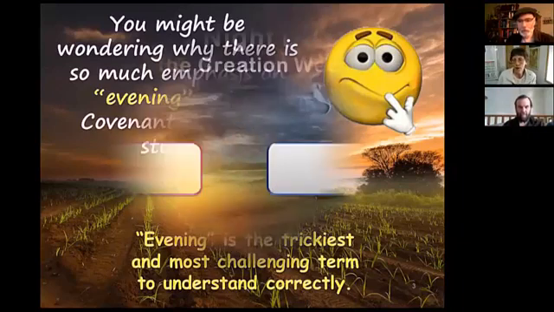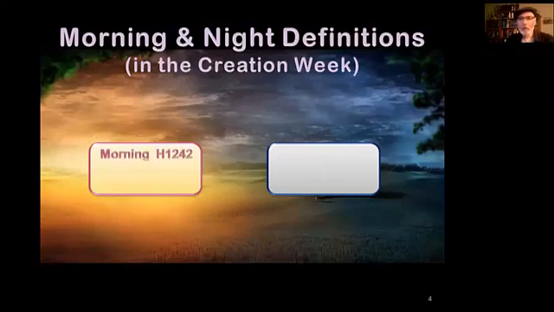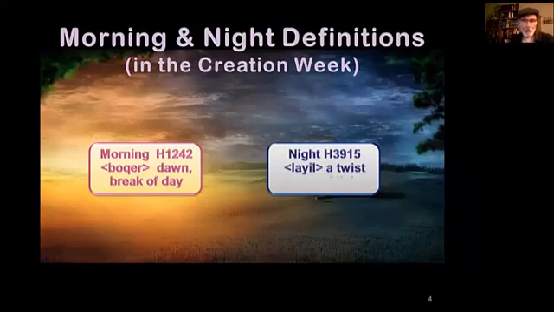So with that little introduction, we will look at the definitions for morning and night as they are given in the creation week, and then we're going to do a little comparison outside of the creation week. The word morning, as it's found in Genesis 1:5, is numbered 1242. It is boker, and when you look up the definition, it's dawn or the break of day. Very, very simple. When we look up the word night in Genesis 1:5, it is 3915, Lael. This is a twist away of the light.